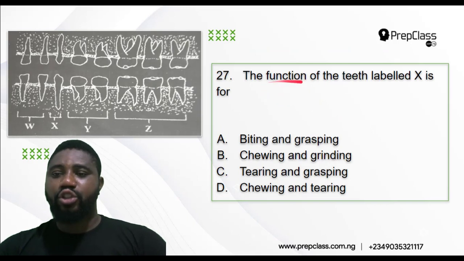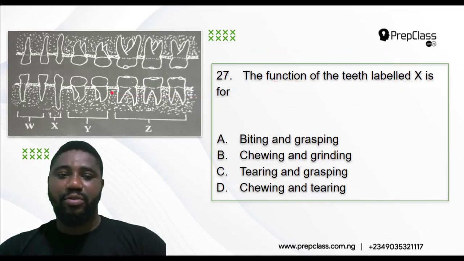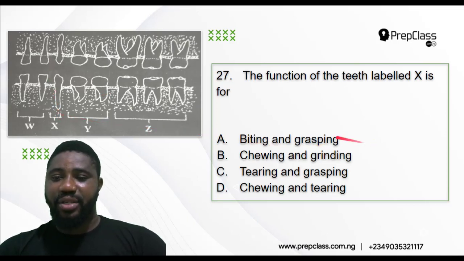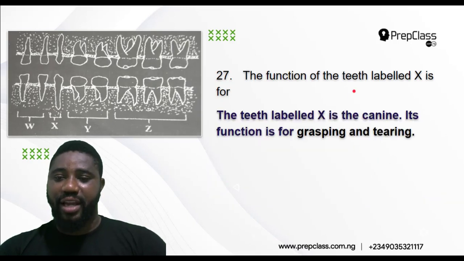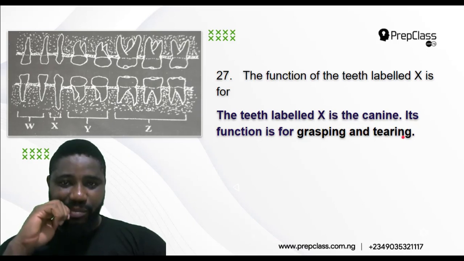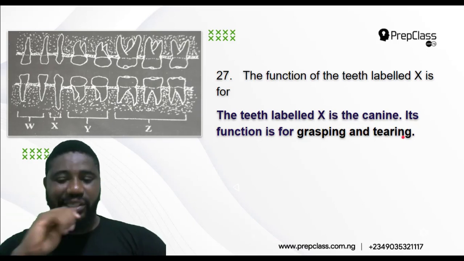27. The function of the teeth labeled X is for: biting and grasping, chewing and grinding, tearing and grasping, chewing and tearing. What's the function of the canine? The teeth labeled X is the canine. Its function is for grasping and tearing.